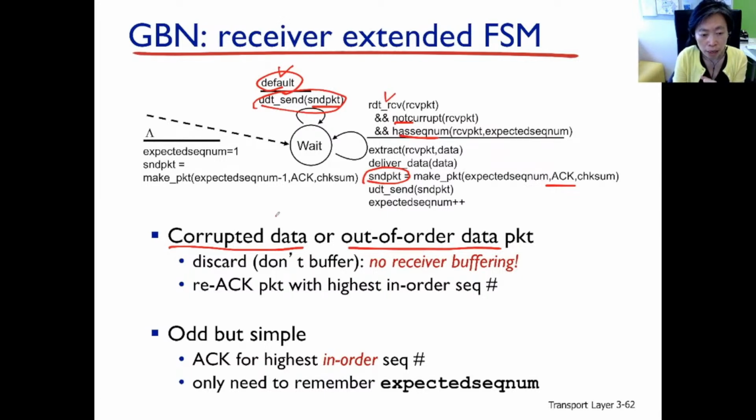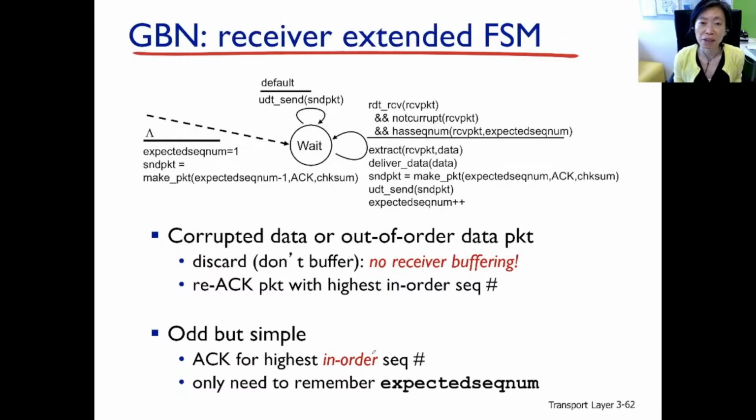So in case of corrupted data or out-of-order data, we discard the data. There's no receiver buffering, so there's no extraction of data and no passing of the data up to the application layer. All we do is simply react to the data with the highest sequence number arriving correctly in order. So that's the Go-Back-N receiver. It works a bit odd, not that intuitive, but it's very simple.